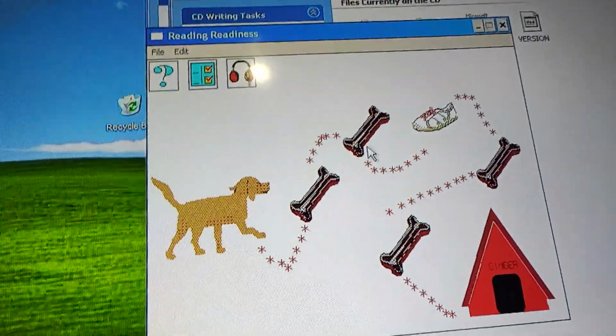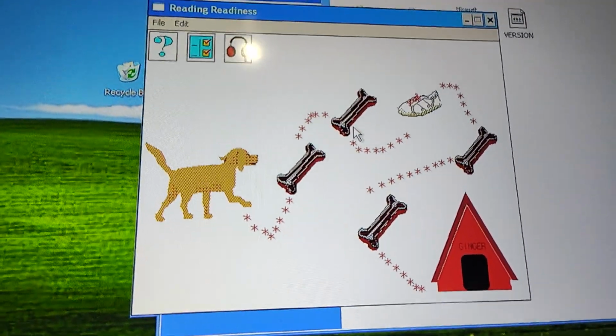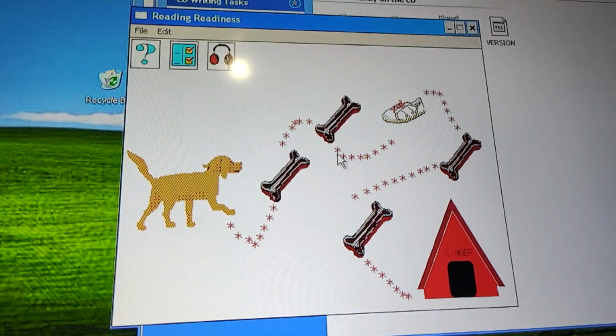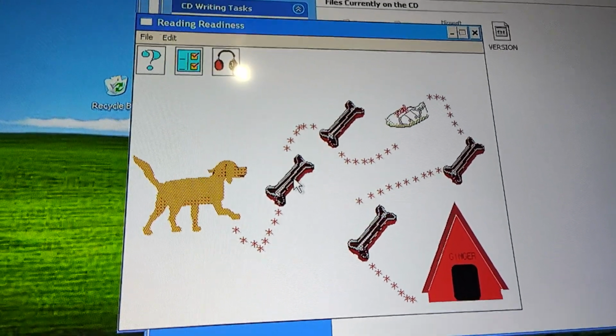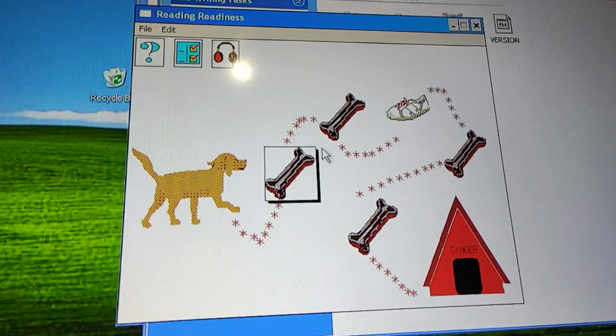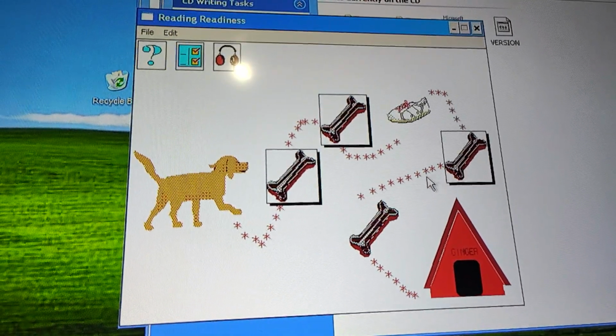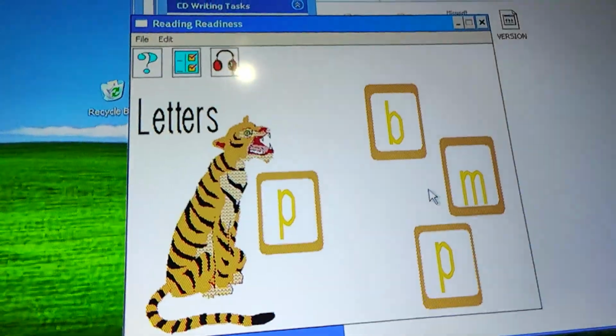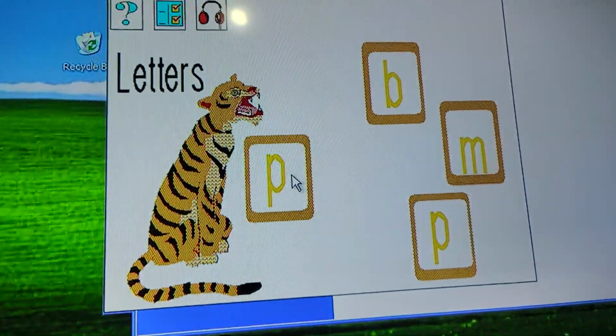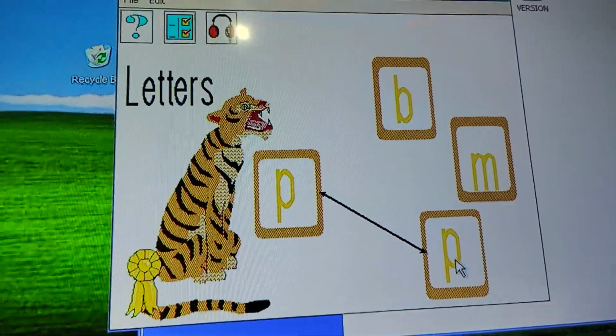Ginger the dog used to chew on shoes. Now she likes to eat bones. Follow the trail and mark each dog bone. Mark Ginger's doghouse when you are finished. Great! Match the letters that are the same. Good job!